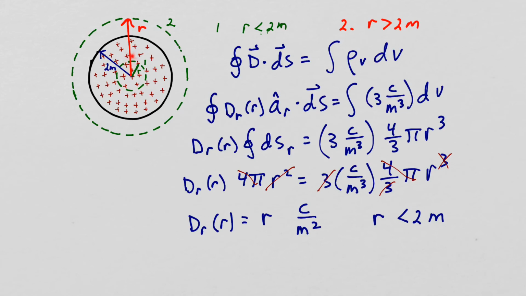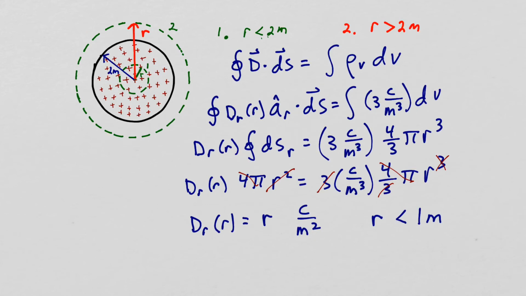Now let's look at the region when r of our Gaussian surface is greater than 2 meters. Nothing will change on the left side of Gauss's law. The right side is going to change because the charge inside our Gaussian surface will always be the same. It will be the total charge on our sphere. So this r here will not be a variable. It will become the radius of our charge distribution, 2 meters.